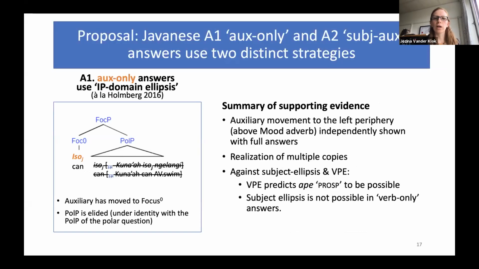Okay, so here I'll summarize the supporting evidence. We independently have evidence that the auxiliary moves to the left periphery above an evidential or epistemic adverb with full answers. There's a realization of multiple copies. And then against the subject ellipsis and VPE analysis, the VPE analysis predicts that ape, the prospective marker, should be possible, but it's not. And subject ellipsis is not possible, at least in verb-only answers.